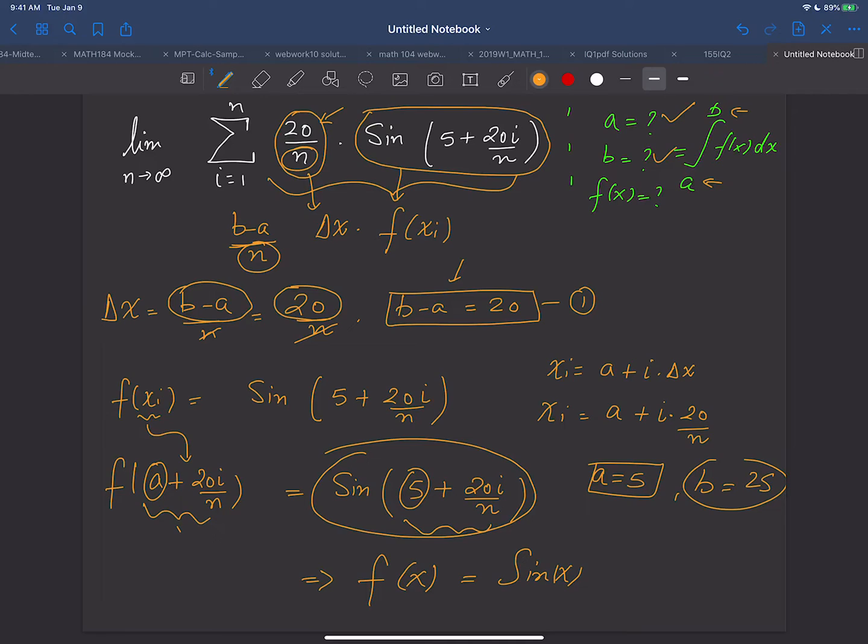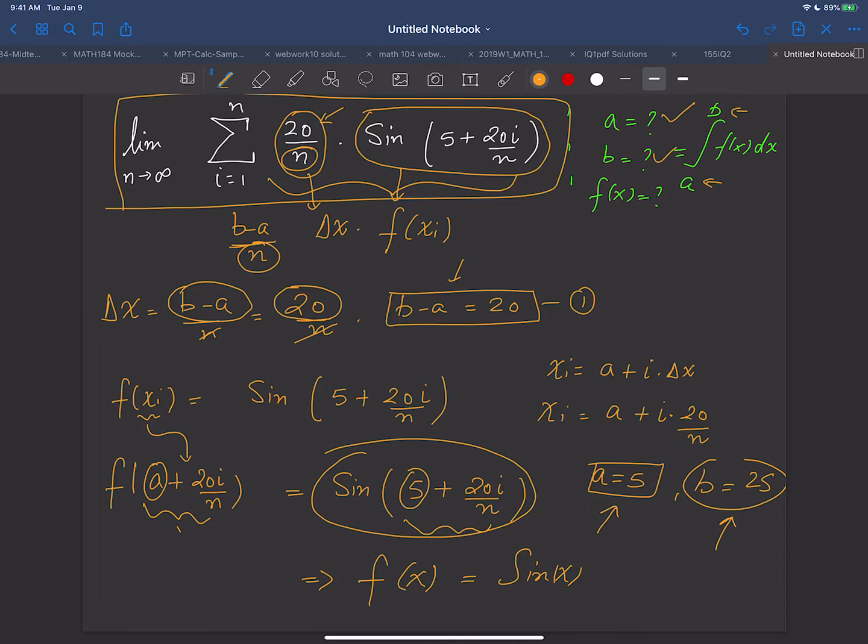Right? So all you gotta do is try to match up things so they make sense. If you choose your f of x to be sine x, if you choose your a to be this, if you choose your b to be that, and then write a Riemann sum, it will look exactly like this. Okay? So that's the way you can always check back your answer.